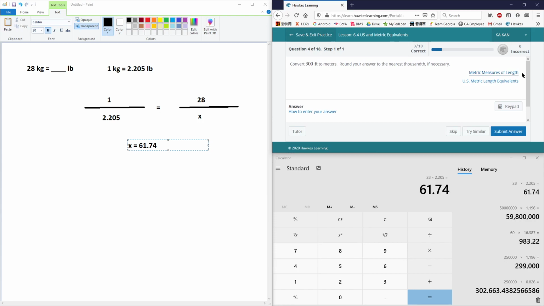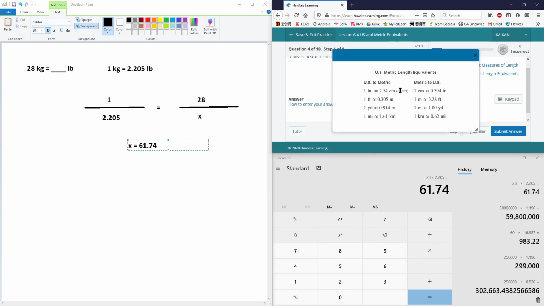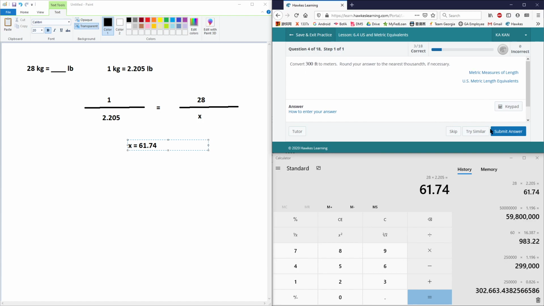This is almost the same thing. You just gotta, so feet to meter, right? Feet to meter. So one foot is 0.305 meters. So you could just multiply by that and you get the answer. Let's see. This one's cool.